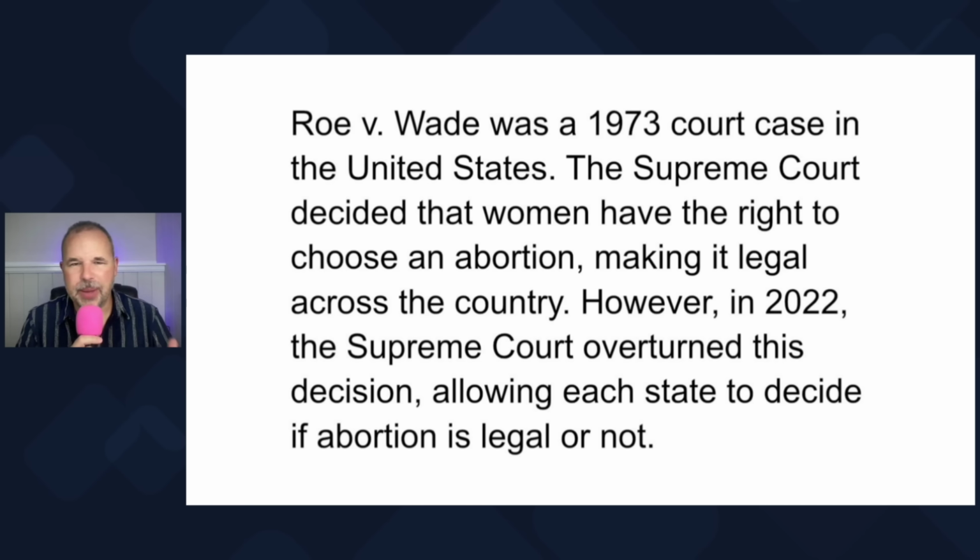To give you a little background on what the court case is, let's take a look at this paragraph. Roe v. Wade was a 1973 court case in the United States. The Supreme Court decided that women have the right to choose an abortion, making it legal across the country. However, in 2022, the Supreme Court overturned this decision, allowing each state to decide if abortion is legal or not.